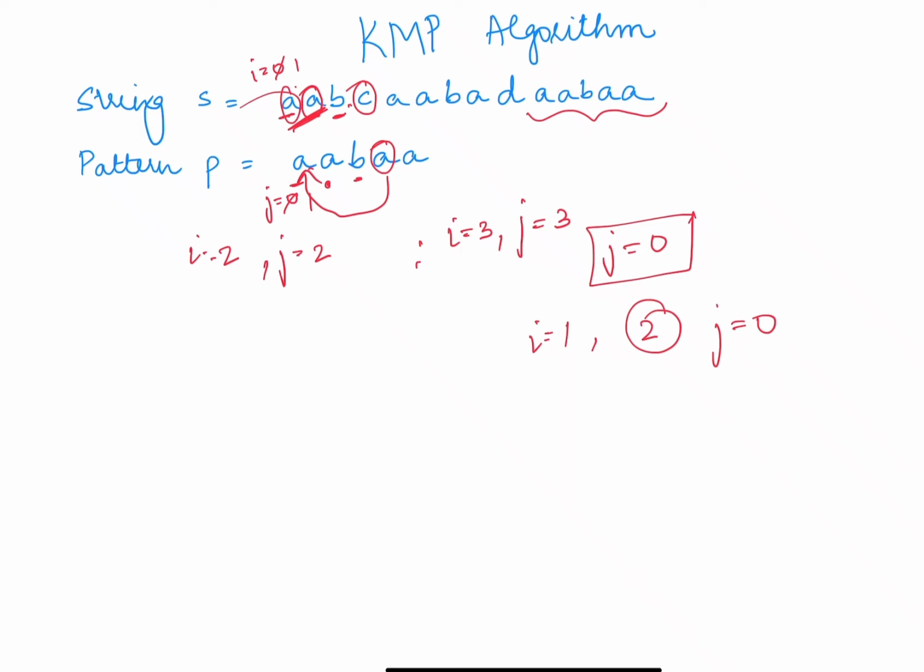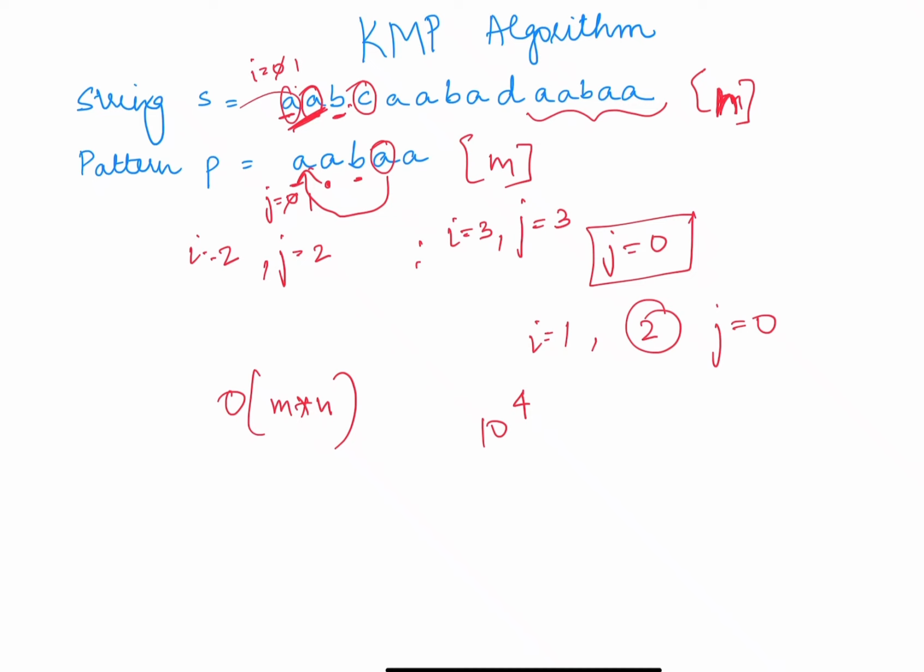So if we go with this approach, what would be the complexity? It would be big O of m times n, where n is the size of the string and m is the size of the pattern. Now m and n can go up to 10 to the power of 4 as well. In that case, the running time would be very high.